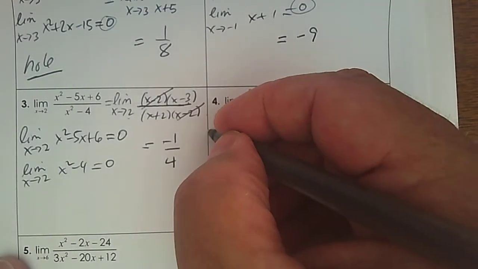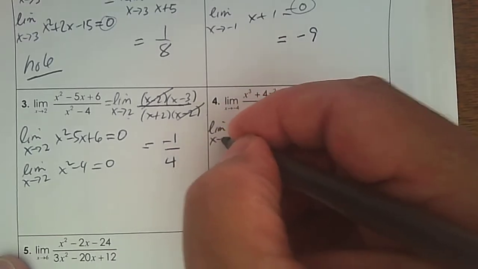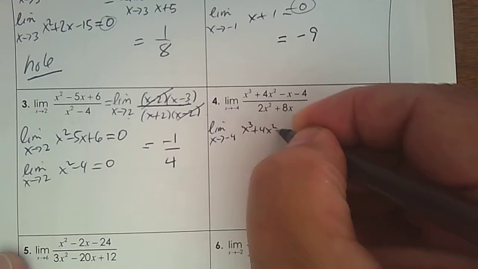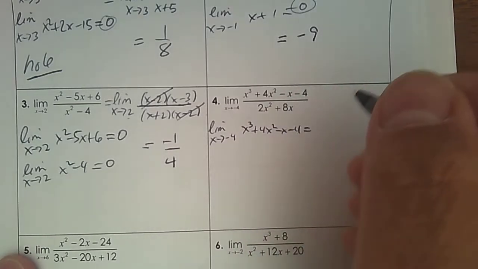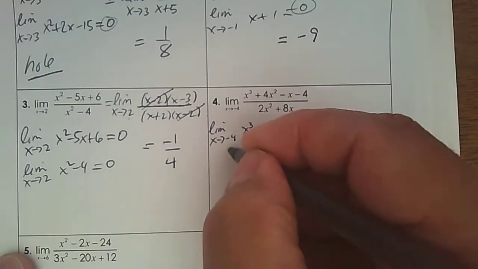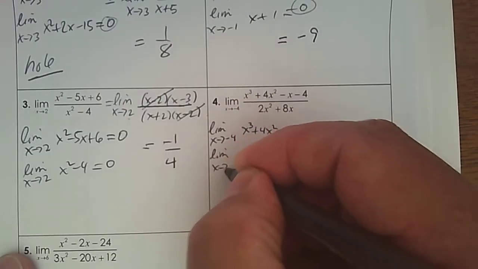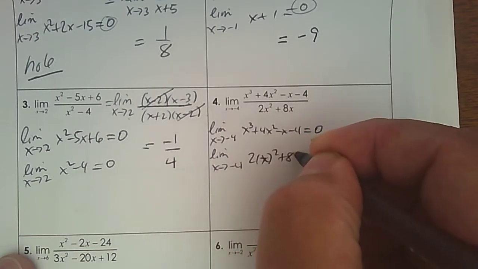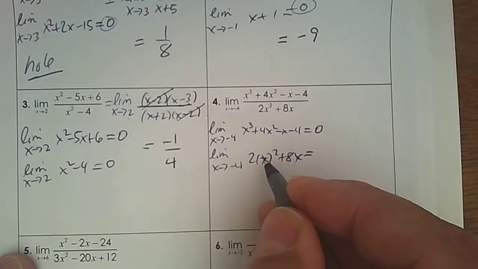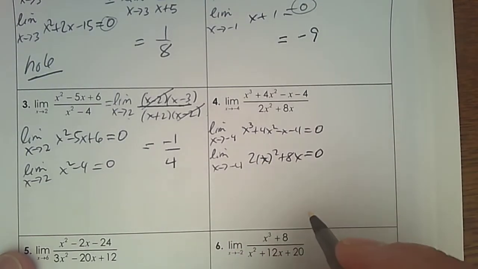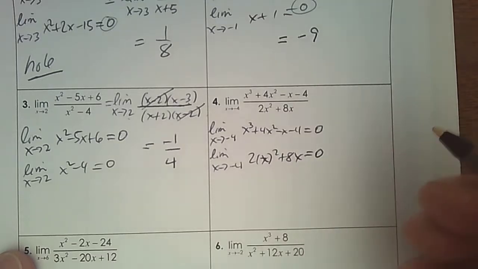Number 4. First, I'm going to make sure that it's indeterminate. When you plug in negative 4 into the numerator, does it give you an answer of 0? I'm going to tell you it does. And then when you also do the work in the denominator, substitute in, 2x squared plus 8x. What does that give you when you plug in negative 4? I'm going to tell you again that it's 0. This means it's indeterminate, which means I can factor.